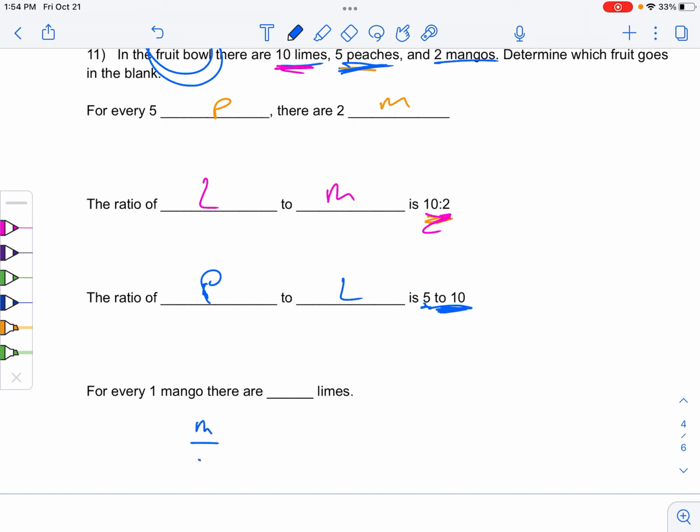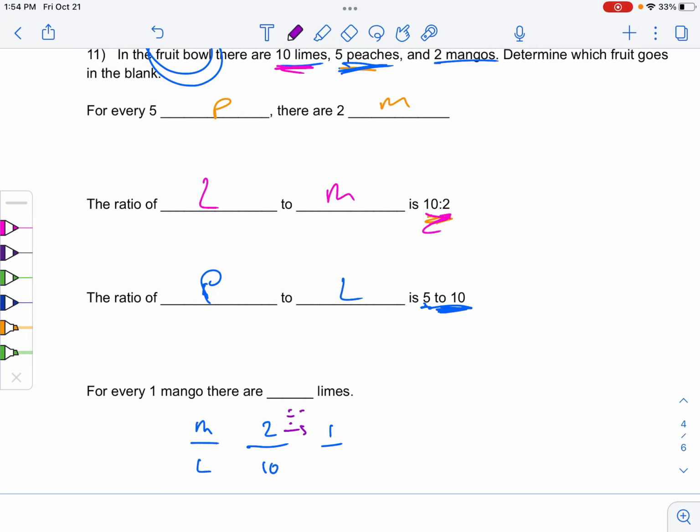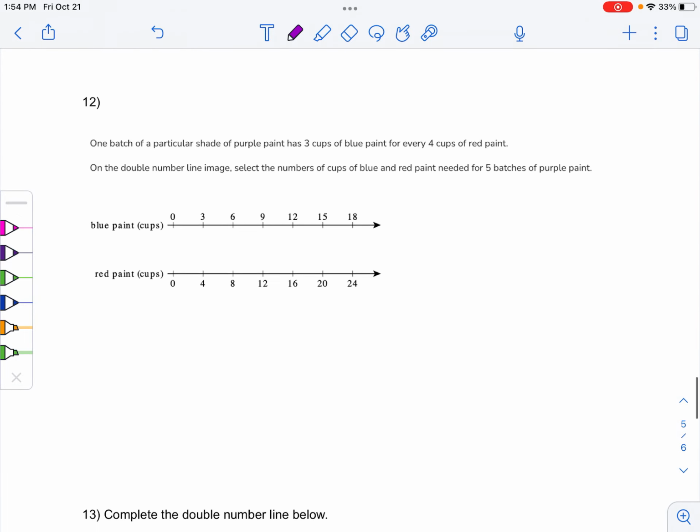Okay, so mangoes is 2, limes is 10, and they're saying there's 1 mango. All right, divided by 2, divided by 2, 10 divided by 2 is 5. So it should be 5 limes. Did we do it? 1 more, yay.